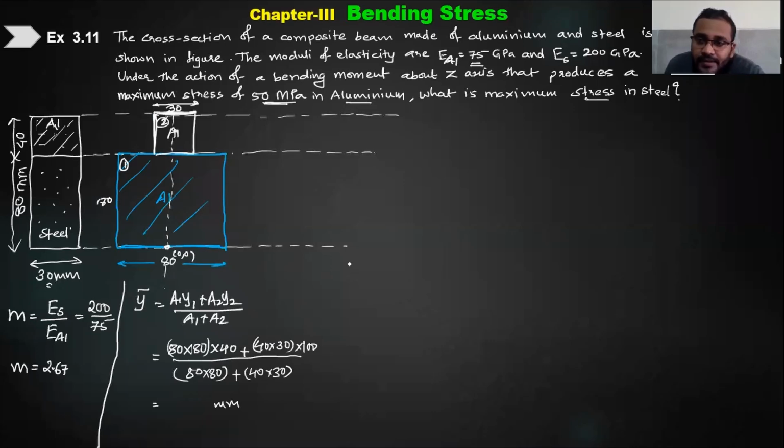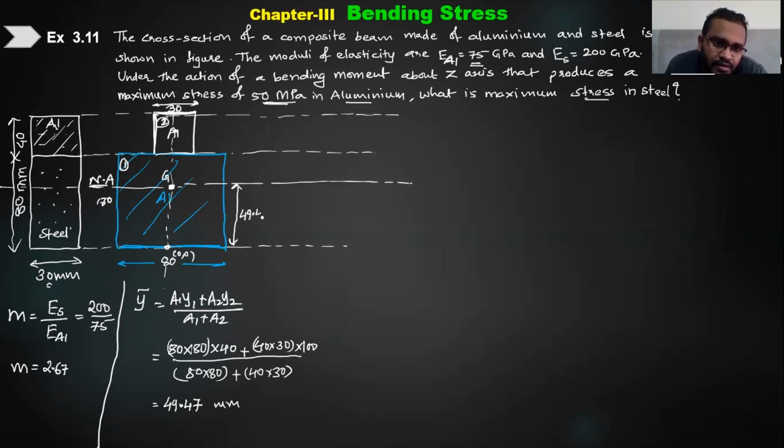49.47. Okay, so 49.47 is the answer for y. That means we are going to get y bar somewhere here, and we can say this is my centroid, and then we can draw the neutral axis through that. Right, this is our neutral axis, which is at a distance of 49.47 mm.